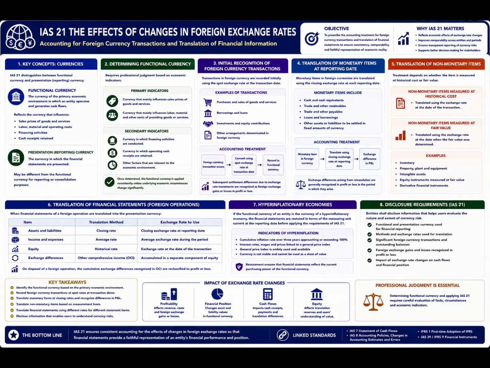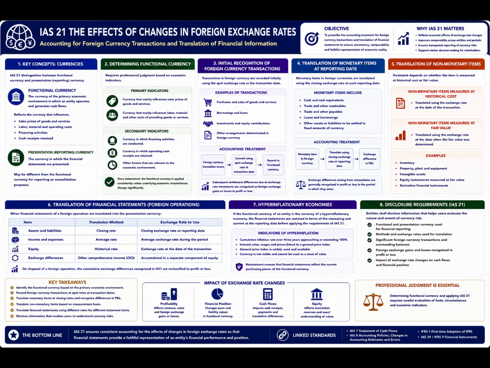At each reporting date, IAS 21 requires monetary items denominated in foreign currencies to be translated using the closing exchange rate. Monetary items include cash, receivables, payables, loans, and other assets or liabilities to be settled in fixed amounts of currency. Exchange differences arising from retranslation are generally recognized in profit or loss during the reporting period. This treatment reflects the fact that settlement amounts will vary depending on current exchange rates. The requirement ensures that financial statements present up-to-date values for monetary obligations and resources exposed to currency fluctuations.